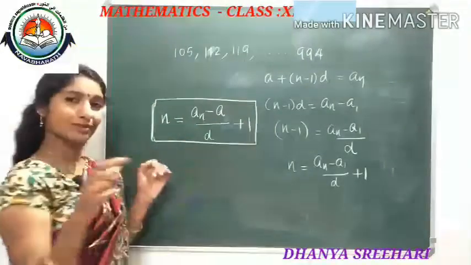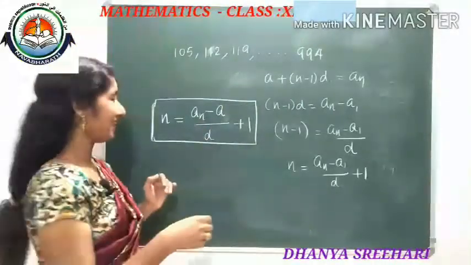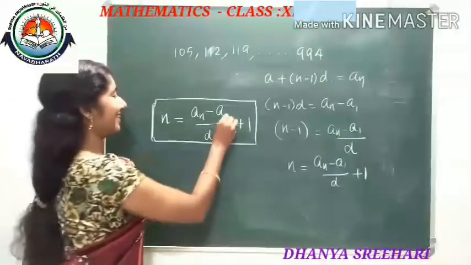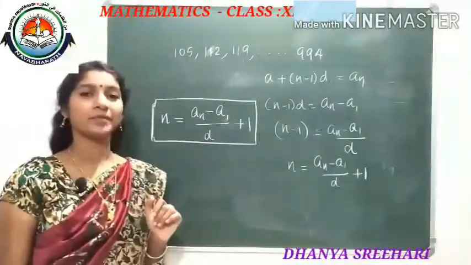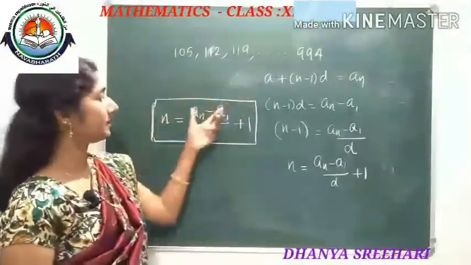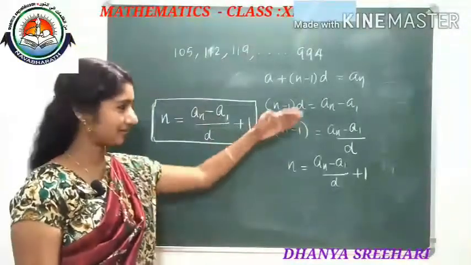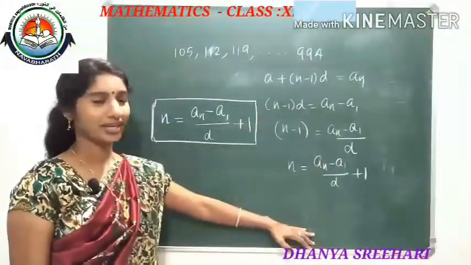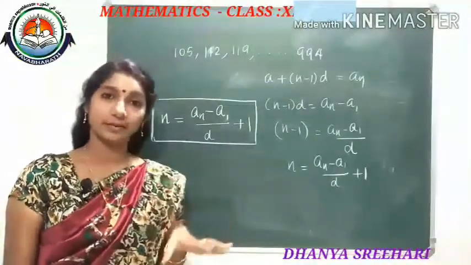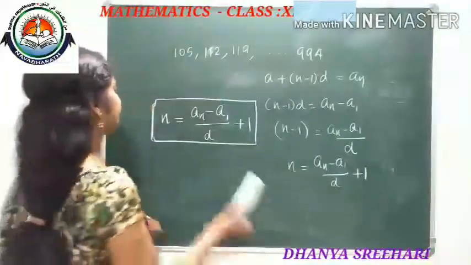If 1 is not written also no problem, correct only. An minus A1 by D plus 1. The second one is nice to say, that's why I am writing An minus A1 by D plus 1. If you are ready to learn this equation by heart, directly you can find the value. Directly means the same steps will come, but you can reduce the writing of the steps. So this is to find the number of terms: An minus A1 by D plus 1. Clear? Like this you can do the problems.